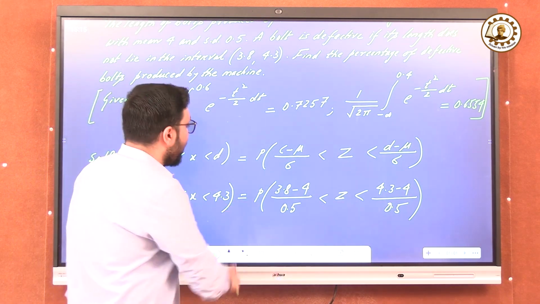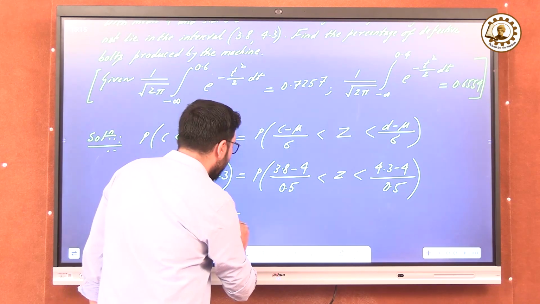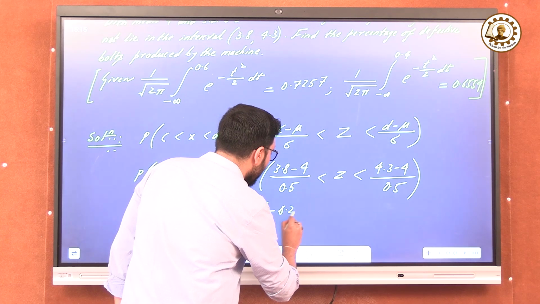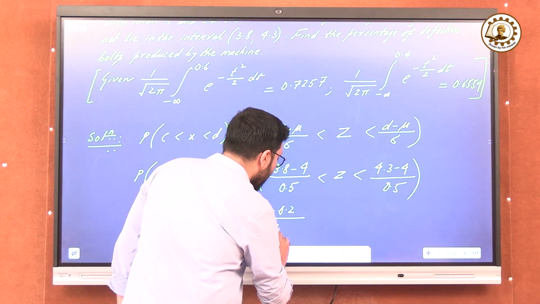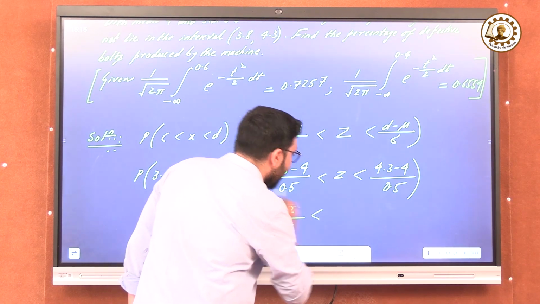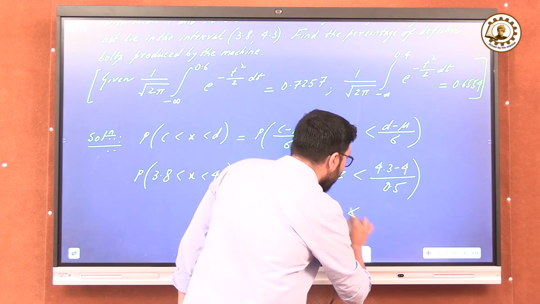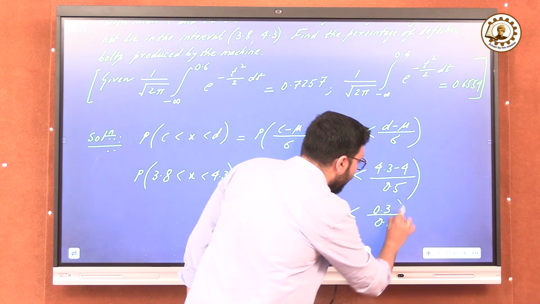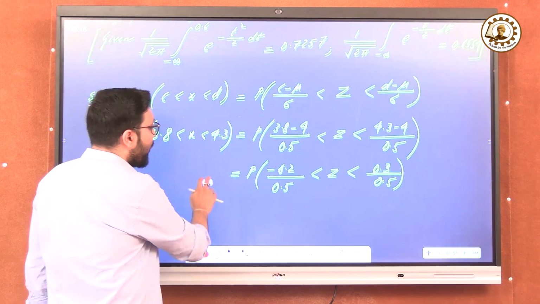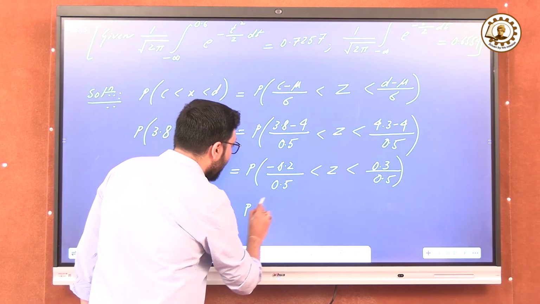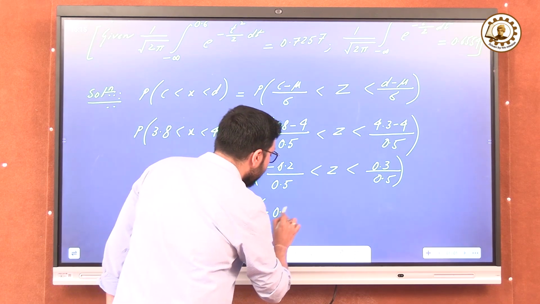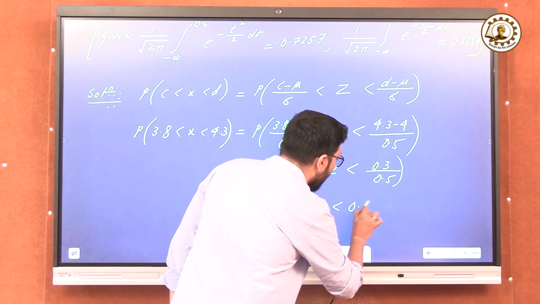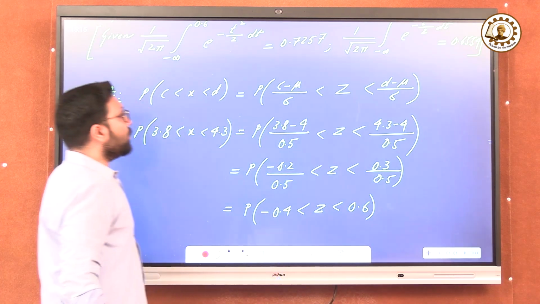So what answer are you getting? You see, probability of minus 0.2 divided by 0.5 less than Z less than 0.3 by 0.5. So what are you getting in the next step? Probability of minus 0.4 less than Z less than 0.6.